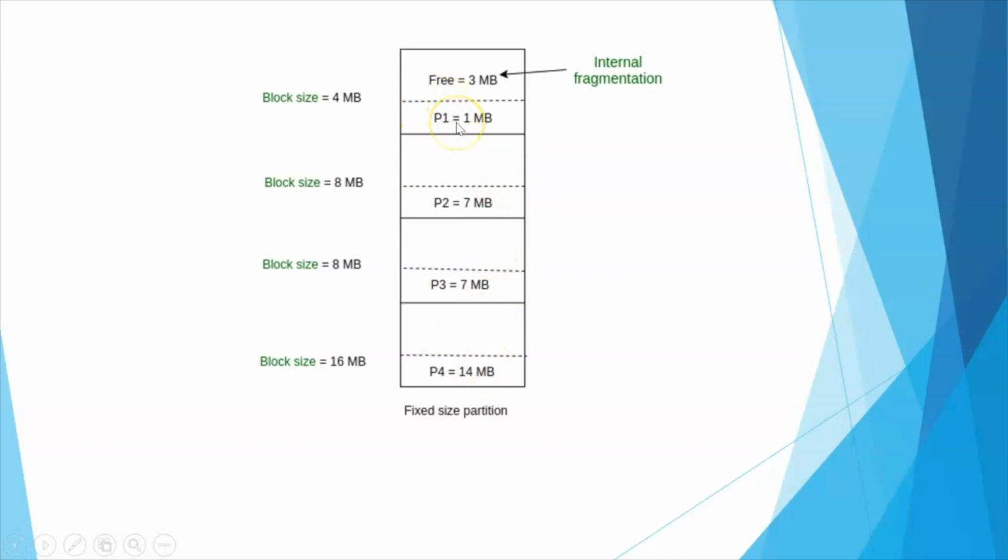The first process P1, which is of 1 MB, is allocated to the first block, which is of size 4 MB. So we can see that 3 MB of space is made free there. Then the next process P2 is of 7 MB, which is allocated into the block size of 8 MB, and the process P3 is of size 7 MB, which is allocated into an 8 MB block, and so on.